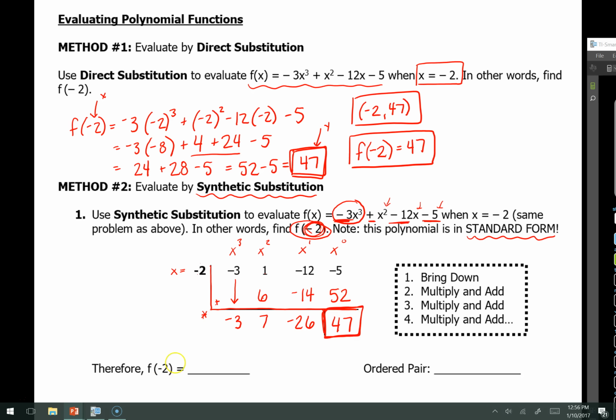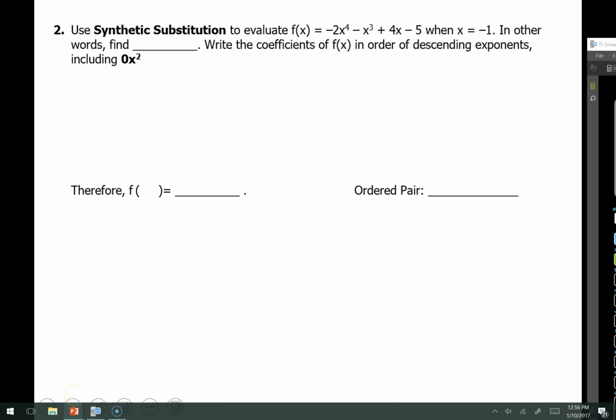So f of negative 2 in this synthetic substitution is 47. Remember, this is the function notation. You can also write it as an ordered pair, negative 2 comma 47 in parentheses. Okay, so let's try another one of these because I know this is a new topic for a lot of you. So let's look at this problem using synthetic substitution.